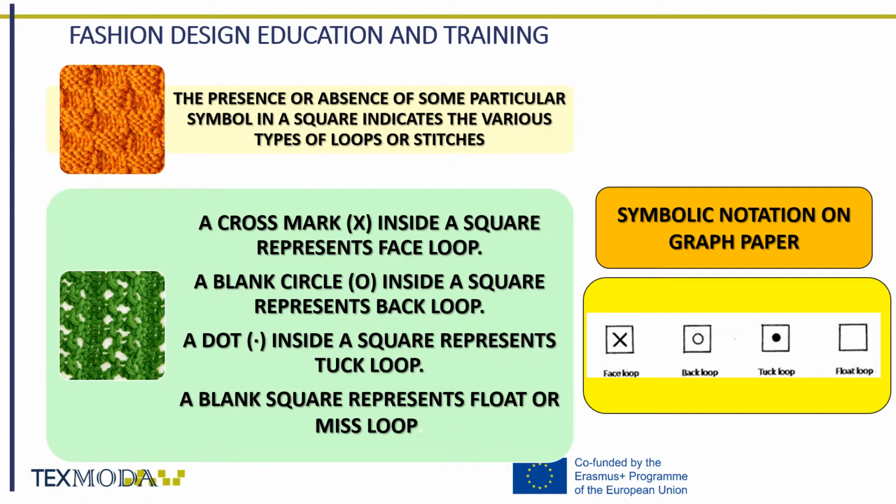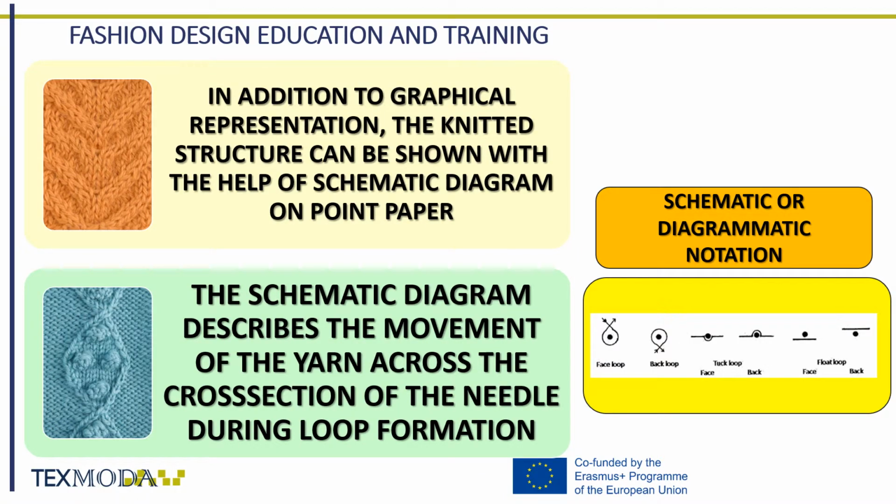A cross mark inside a square represents a face loop. A blank circle inside a square represents a back loop. A dot inside a square represents a tuck loop. A blank square represents a float or miss loop. In addition to graphical representation, the knitted structure can be shown with the help of a schematic diagram on point paper. The schematic diagram describes the movement of the yarn across the cross-section of the needle during the loop formation.